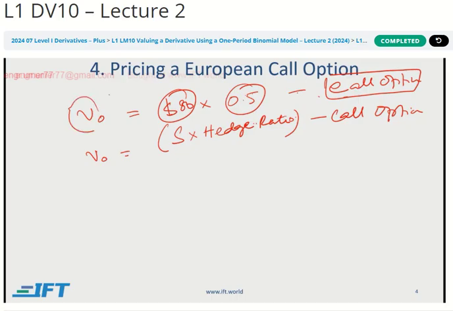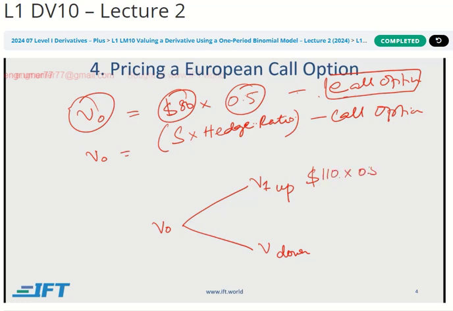So this is the value of our investment today. But what we will do is we are first going to calculate the value of our investment in the case of an up move, and we will calculate the value of our investment in the case of a down move. So let's say if the up move is there, then the $80 stock that we had bought, let's say it becomes 110.